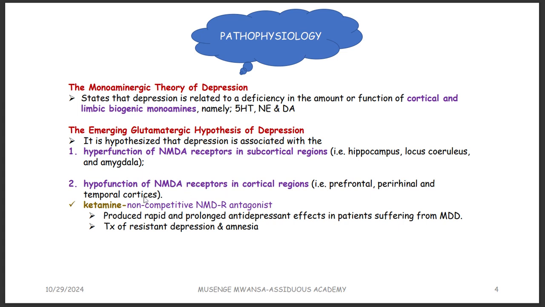So we expect that it should work more on which, is it in the subcortex or the cortex? We want to work more where there is hyperfunction. So ketamine is going to be producing its function by reducing the high glutamate that is in this pathway. One thing is that ketamine produces a rapid and prolonged antidepressant effect in patients with major depressive disorder. It's rapid and it is prolonged. So ketamine can as well be used in the treatment of resistant depression and amnesia, forgetting.